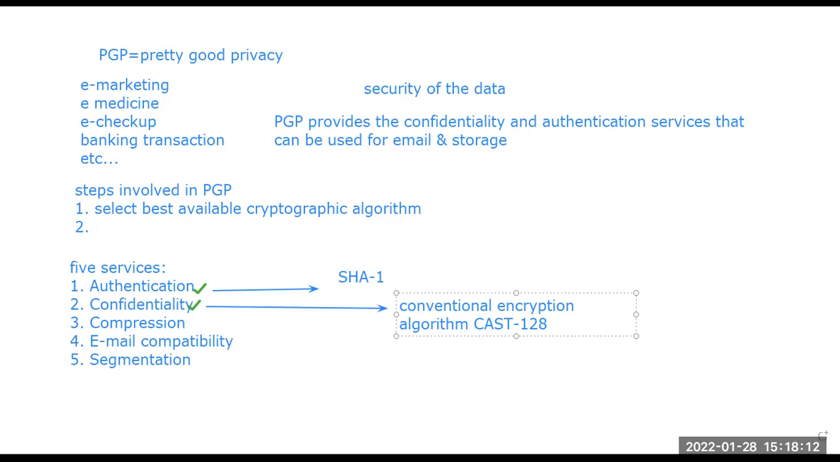Now, this message is encrypted using CAST128 with the session key, and the session key is encrypted with the help of the RSA algorithm using the receiver's public key and appended to the message. And the receiver uses RSA with its private key to decrypt and recover the session key again.